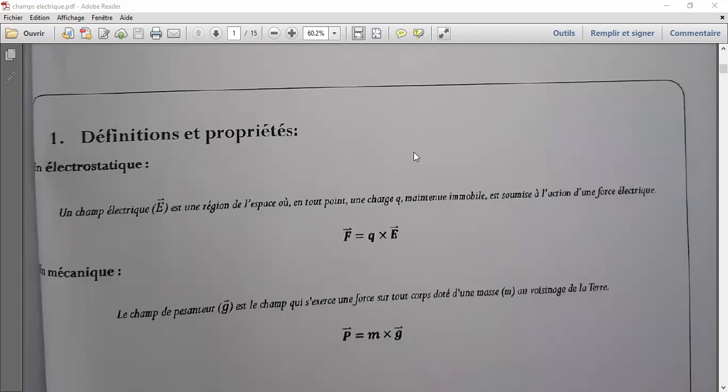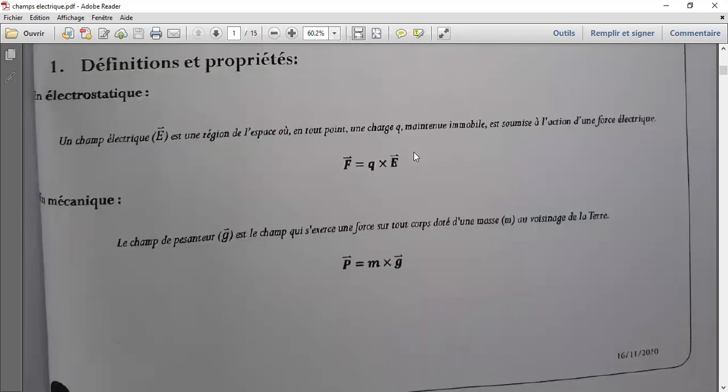We can explain this better with the part below, which is in mécanique: le champ de pesanteur est le champ qui exerce une force sur tout corps de masse M au voisinage de la Terre. This one is not really important, but basically they're just talking about it. The champ de pesanteur is just weight. You know the formula for weight: weight is equal to M, which is mass, times the gravitational acceleration.